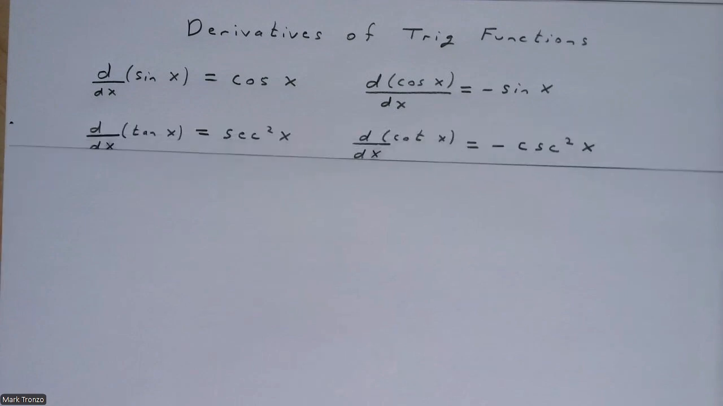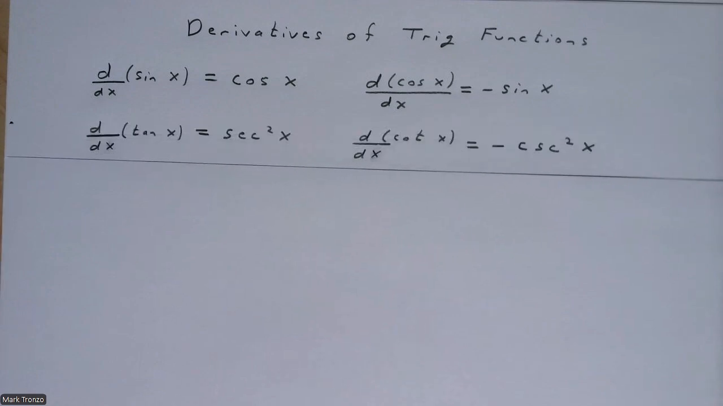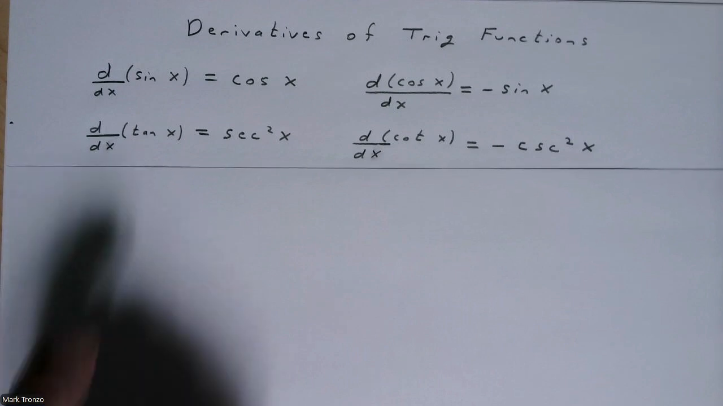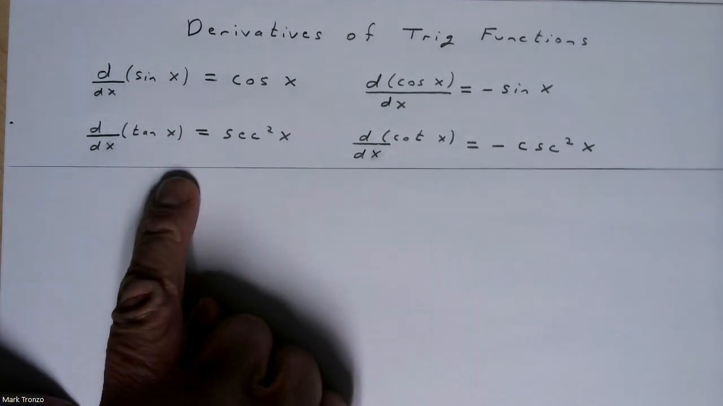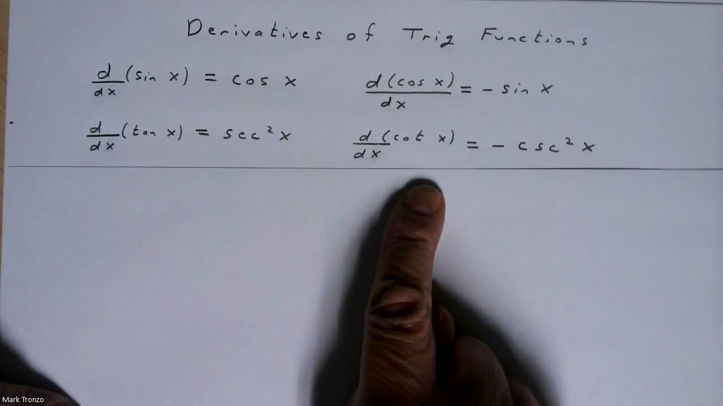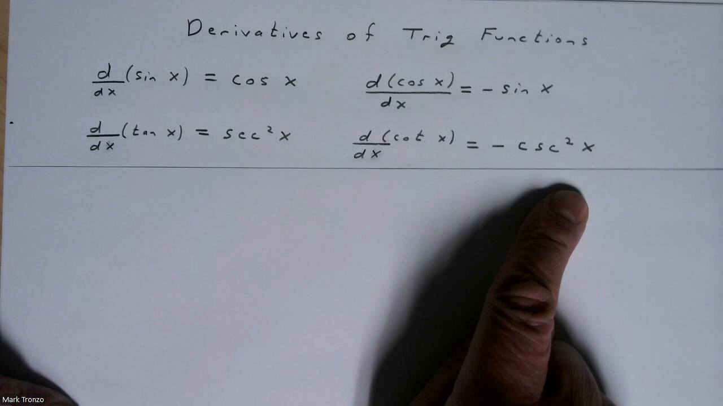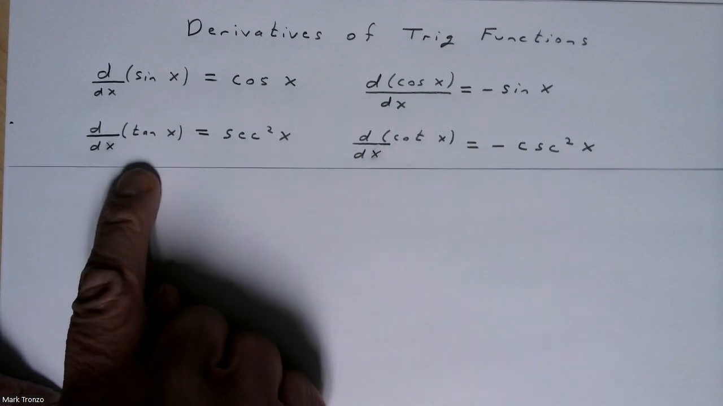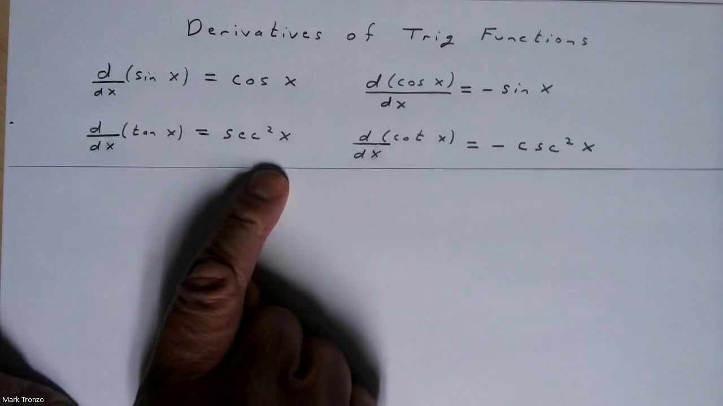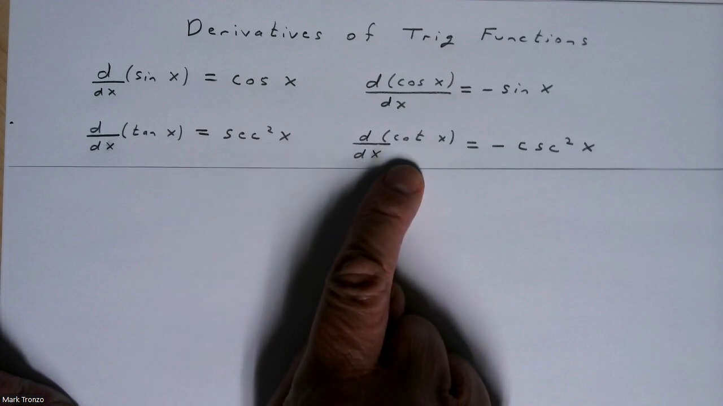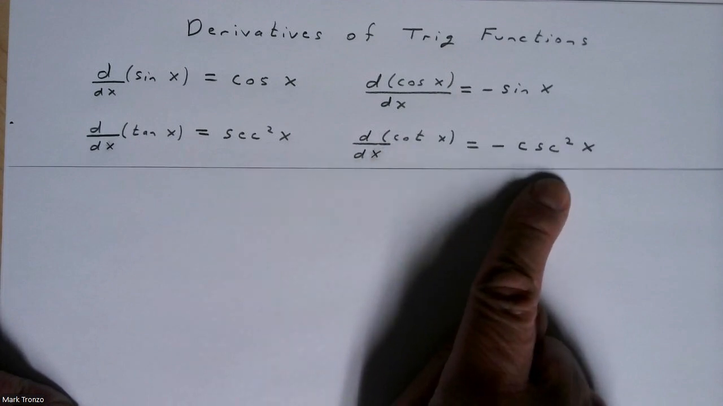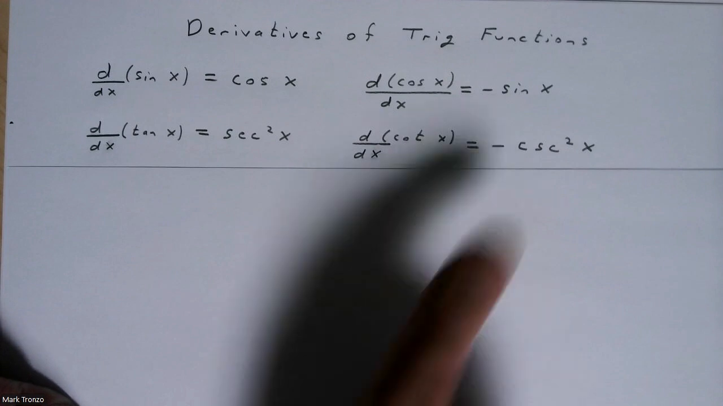And then the derivative of the tangent is the secant squared. And the derivative of the cotangent is the negative cosecant squared. So if you remember this one, derivative of the tangent is secant squared, then just remember derivative of the cotangent is cosecant squared with a negative in front.